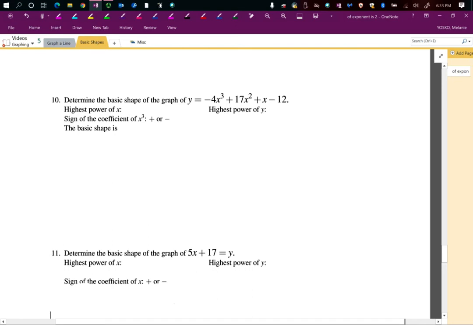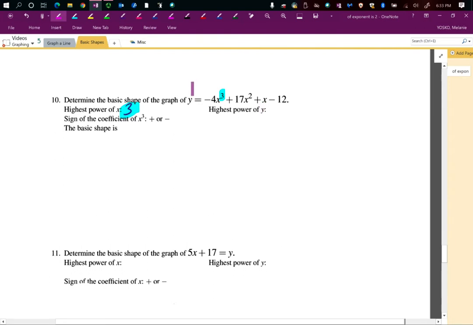What about this one? Determine the basic shape of the graph of y equals negative 4x cubed plus 17x squared plus x minus 12. Okay, so like we've been doing the others, first thing we check is the highest power of x. Look here: 3, 2, 1, and there isn't a 1. Highest power of x is 3. So we put a 3 right here.